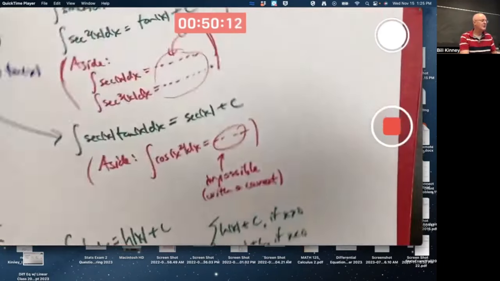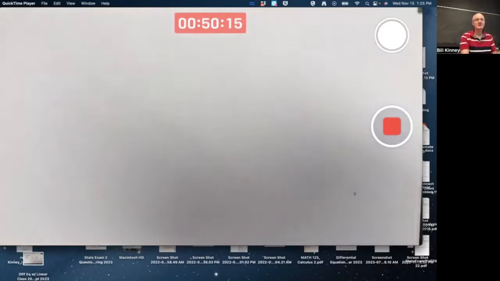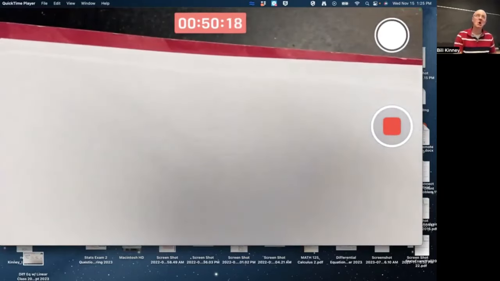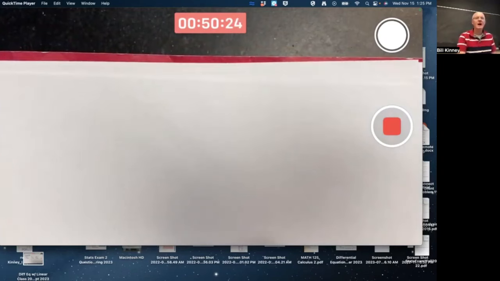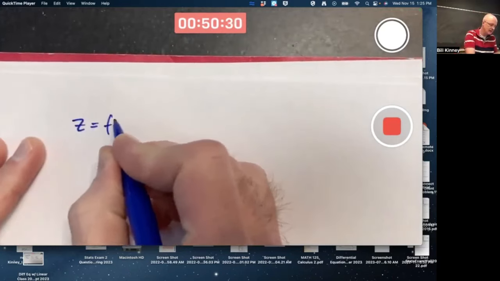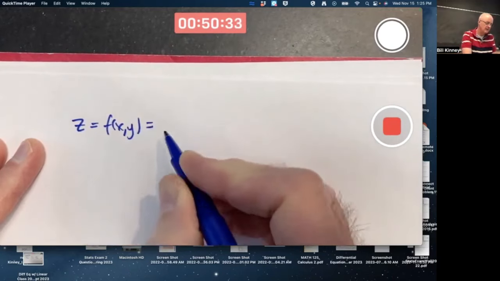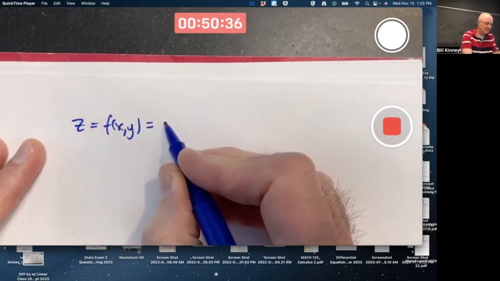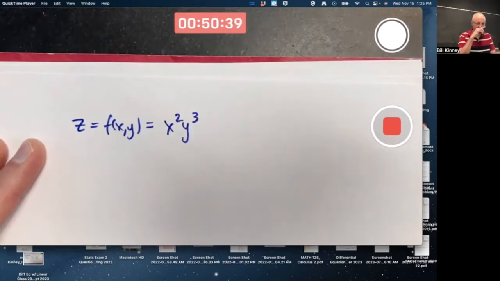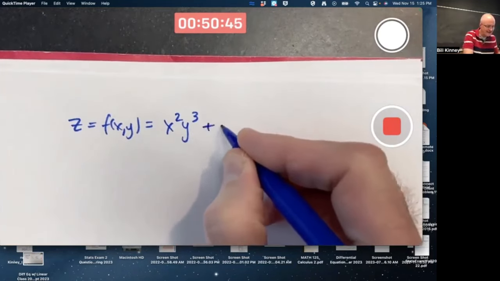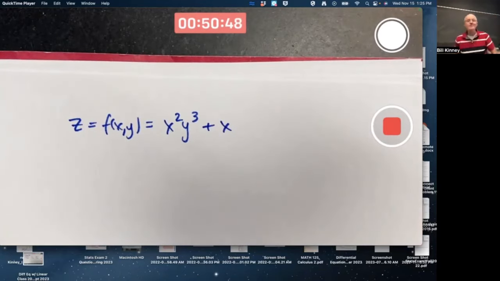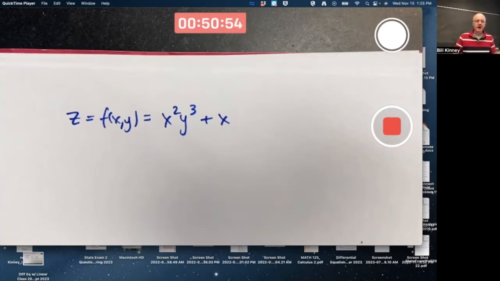At this point, we moved on to implicit functions and multivariable calculus and local linearization, trying to put all those ideas in the context of multivariable calculus. Take a simple example here, like x squared times y cubed plus x, let's say. That's an example of a multivariable calculus function.